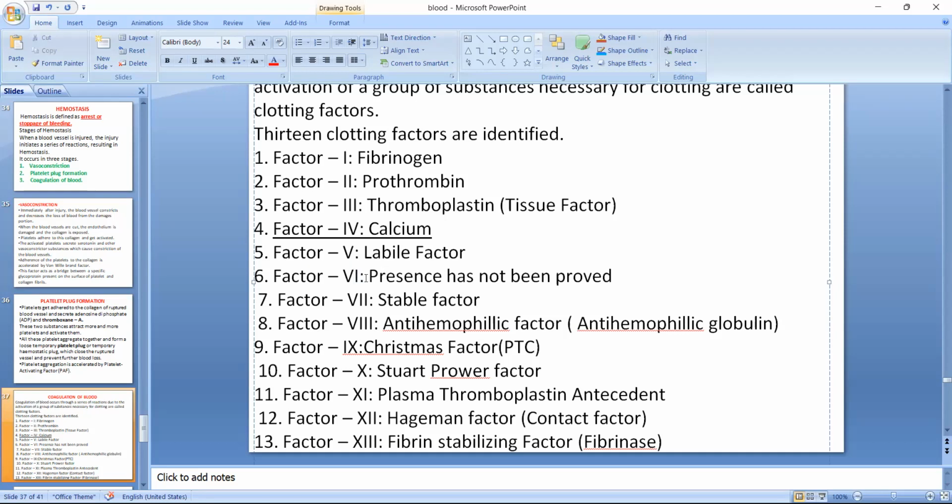It is the very sixth factor, VA. What is VA? Activated fifth factor.